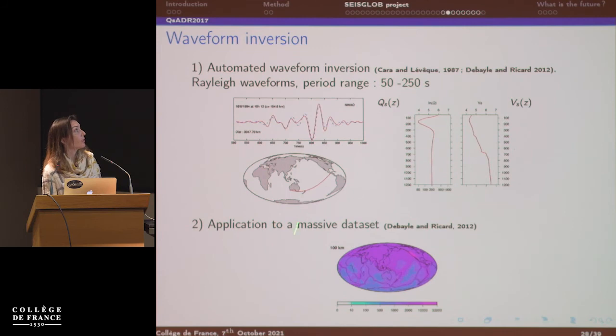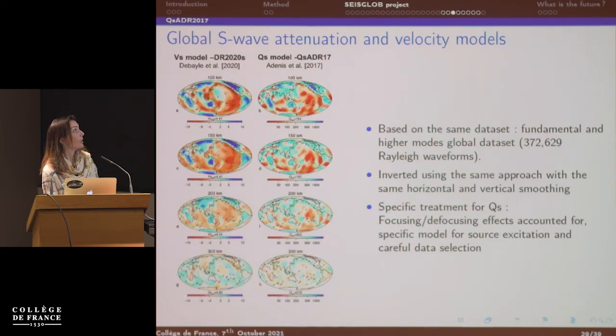Again, we use automated waveform inversion to produce attenuation and velocity models. It's a waveform inversion where you have a path-average quality factor and velocity profile, and you can do that on a massive dataset. You regionalize this profile, and then you get 3D variations in velocity and in quality factor. It's only for the upper mantle here because we use only surface waves. But what is interesting is that we get two models with exactly the same dataset, the same procedure, so the same smoothing, horizontal and vertical.